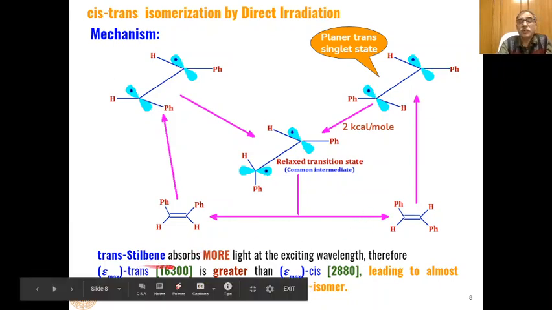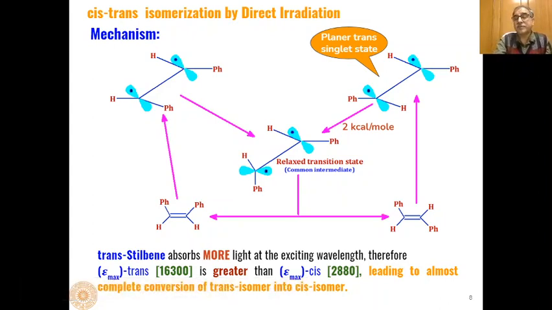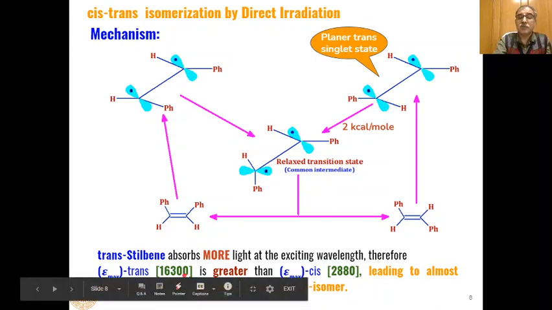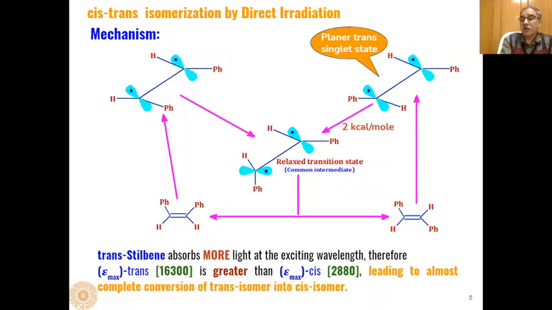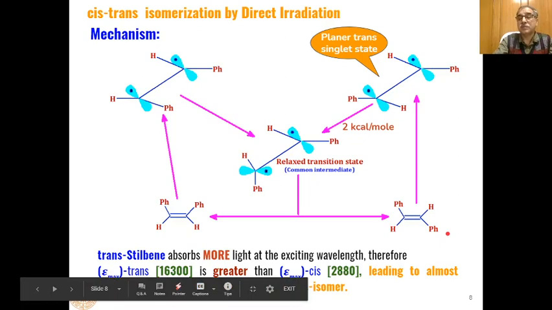And as I have told you, trans stilbenes absorb more light at the exciting wavelength, therefore the extinction coefficient for the trans isomer is always greater than the extinction coefficient of the cis isomer. For example, in the case of stilbene, the extinction coefficient of the trans isomer is 16,300, whereas the extinction coefficient of the cis isomer has the value of 2880. This leads to almost complete conversion of the more stable trans isomer to the less stable cis isomer in the case of stilbenes.